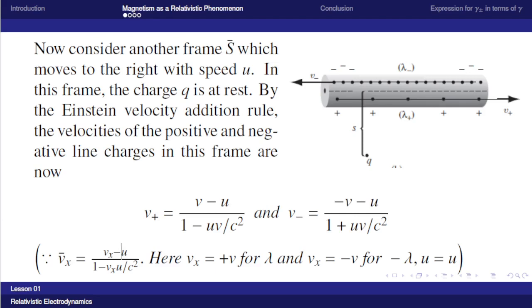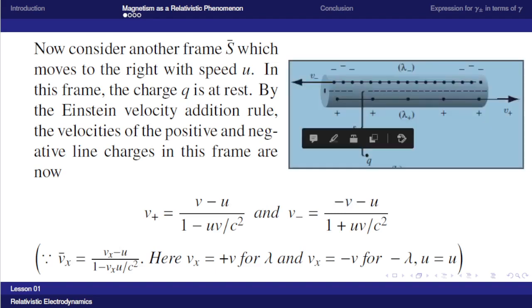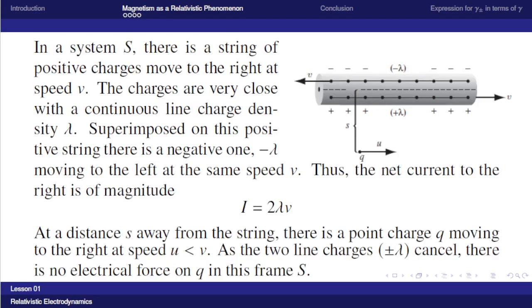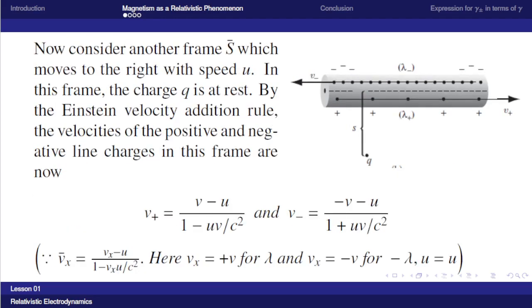The velocity of the negative charge in the S bar frame is minus v in the first frame, because the negative charge is moving towards the left. So it becomes (minus v minus u) by (1 plus uv by c square). So the velocity of the negative charge is minus (v plus u) by (1 plus uv by c square).